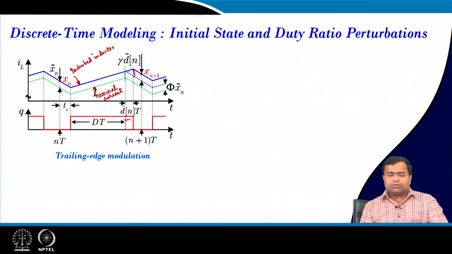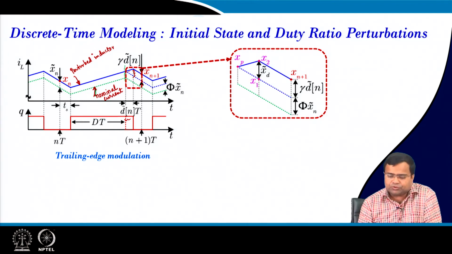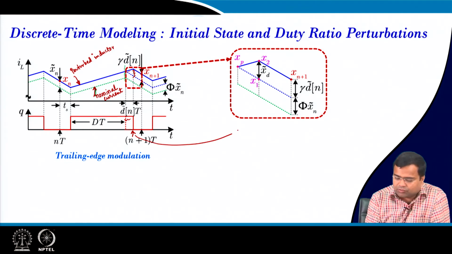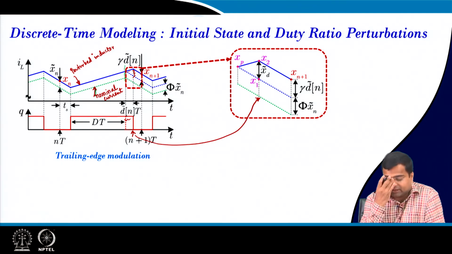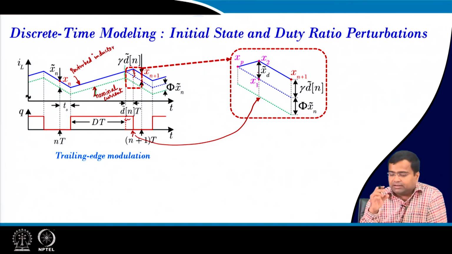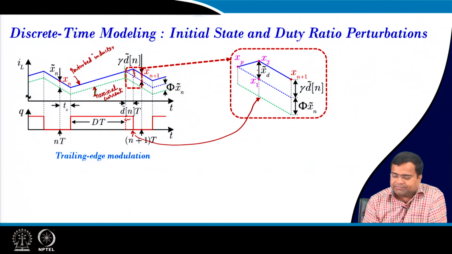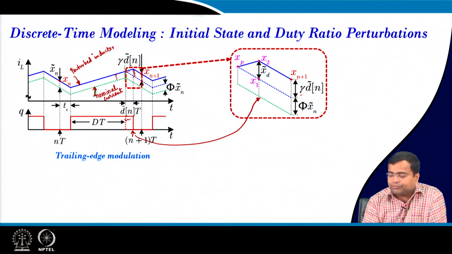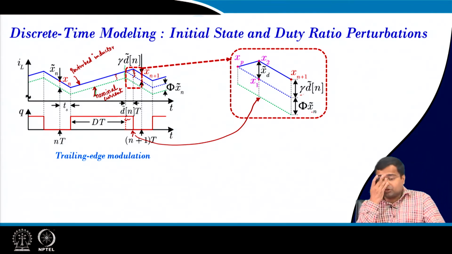So, how do you compute the overall perturbation? If you zoom into this portion, at this time after the perturbation, this goes to here. So, at this time your state perturbation is due to the perturbation in the duty ratio, and that is captured here as that difference, and this difference is gamma times d tilde. The difference which was due to the initial condition perturbation is phi into x n tilde, and we want to get that.